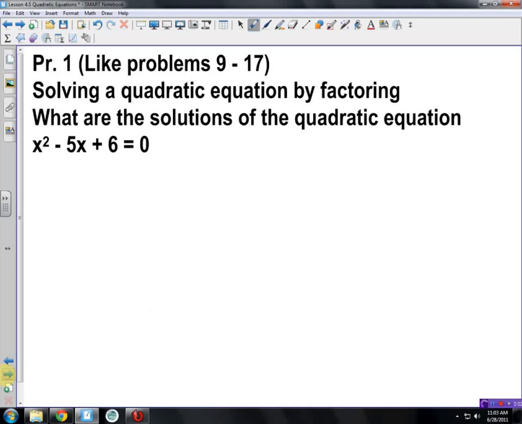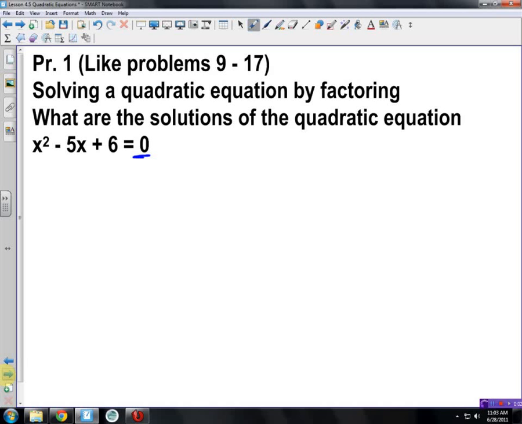This is problem 1. It's like problems 9 through 17. Solving a quadratic equation by factoring. What are the solutions to the quadratic equation? Now, last one we did factoring, and I told you there was a reason for it other than just factoring for the sake of factoring. So here what we're going to do is find a solution to this. This is equal to 0. We want to find what the value of x is.